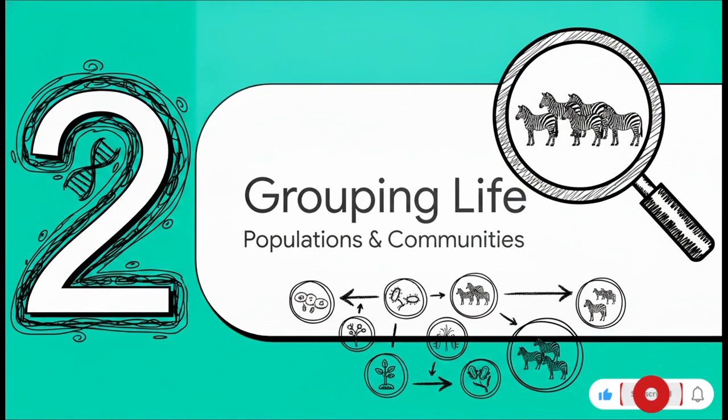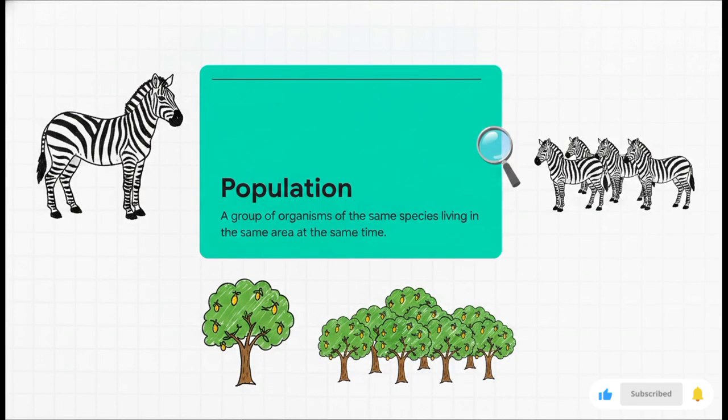Moving right along to Section 2, Populations and Communities, where we start grouping life together. So let's zoom out exactly one click from our single zebra and see what happens. The key here is that our lone organism instantly becomes a population the second it's joined by others of its exact kind. One zebra meets up with more zebras in the same area, and boom, we suddenly have a whole herd. Or, if you're more into plants, think of all the mango trees growing in one specific orchard. That right there is a population.